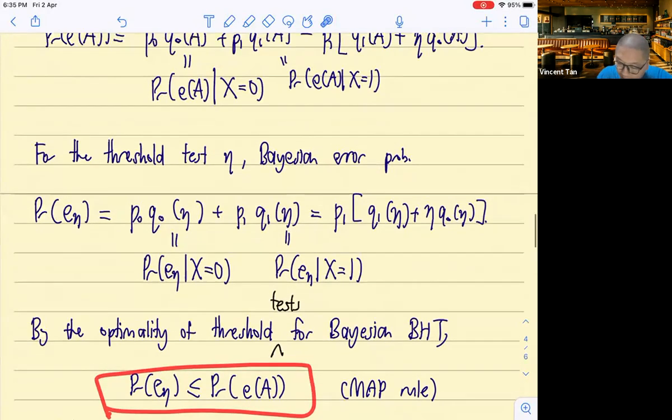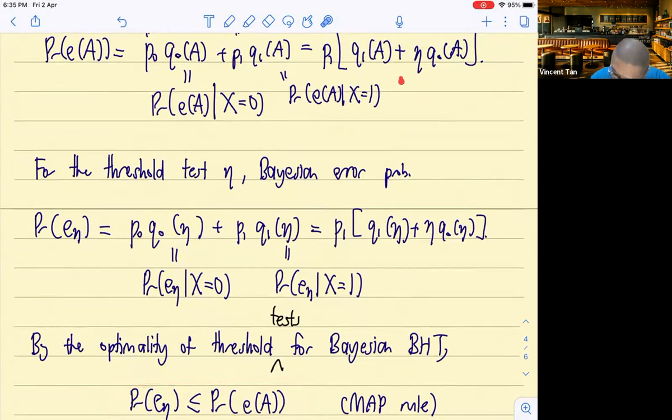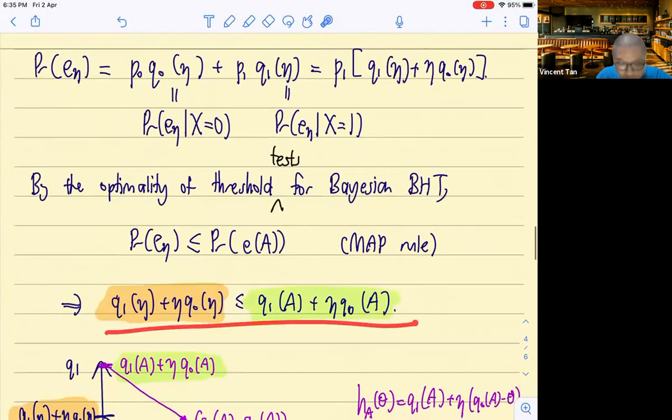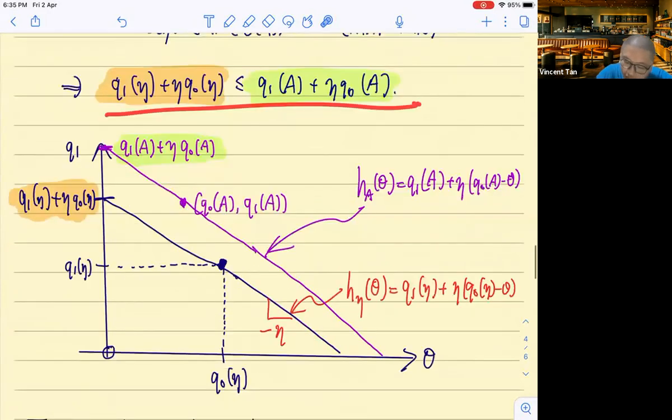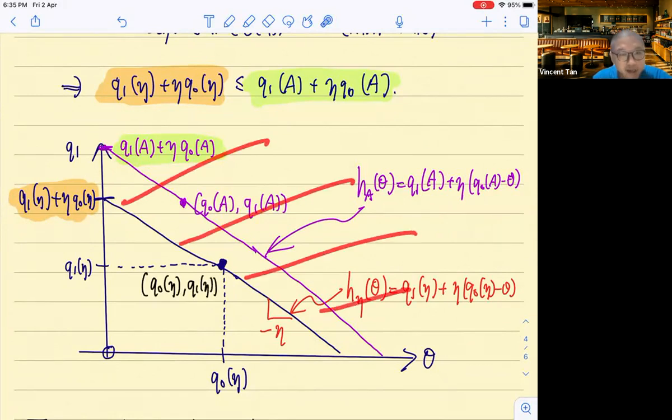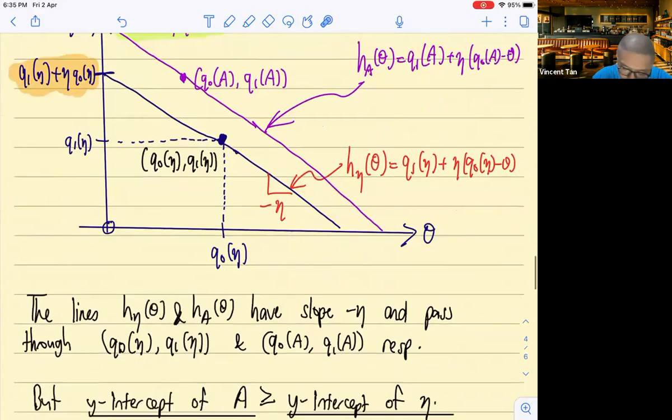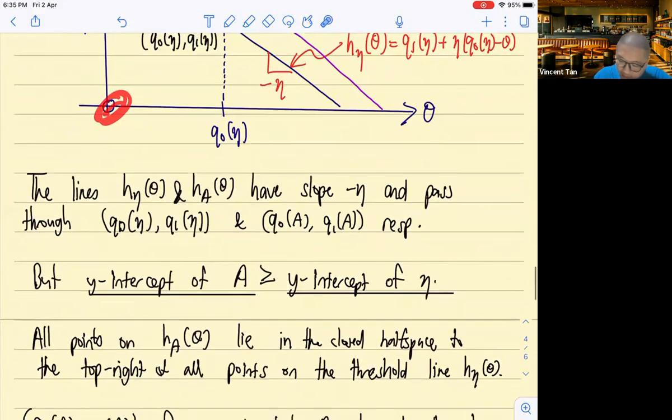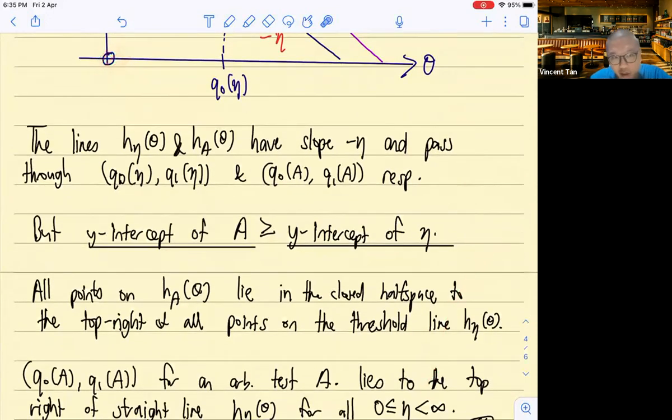But by looking at the above, we see that now this one will be smaller than this one here, right? So we have this inequality. So this point here is higher than this point here. It must be at least as high. But this line here passes through the operating point of my threshold test, which is Q0 eta, Q1 eta. That means that all other tests must lie in this worse region. Remember, this is the best point. That's exactly what I'm talking about here in all the text.